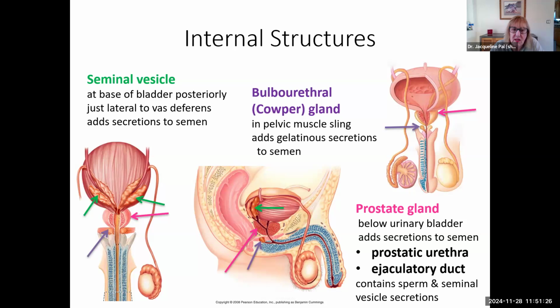The bulbourethral gland, it's a long word, hard to spell. It's named that because it's between the bulb of the penis and the urethra. The other name for it is Cowper gland. So, Cowper gland, a lot easier to spell. Feel free to use that term instead. And it adds a gelatinous, slimy secretion to the semen.